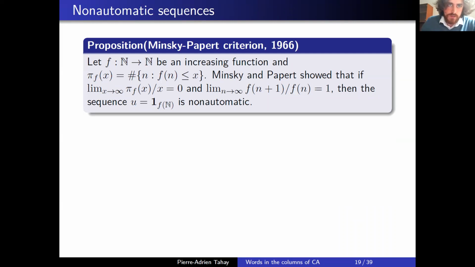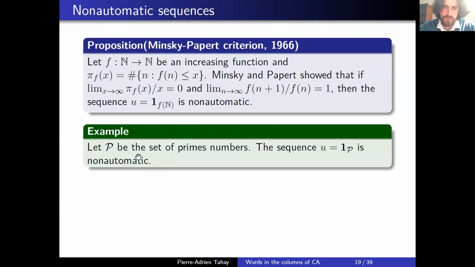Now I will speak about non-automatic sequences and some results obtained with Marcovici and Stoll in 2018. First, I start with a criterion to show that a sequence is non-automatic. This criterion is due to Minsky and Papert. If you have an increasing function f, Minsky and Papert show that if these two limits hold, the ratio f(x) over x is zero and the ratio f(n+1) over f(n) is one, then the characteristic sequence of f is non-automatic. For example, if you consider the set of prime numbers, the characteristic function of primes is non-automatic.